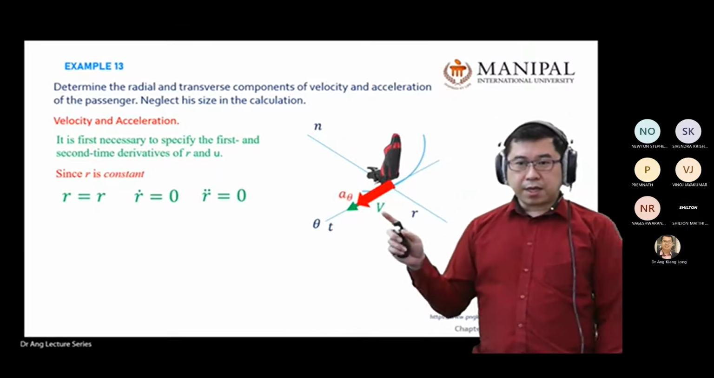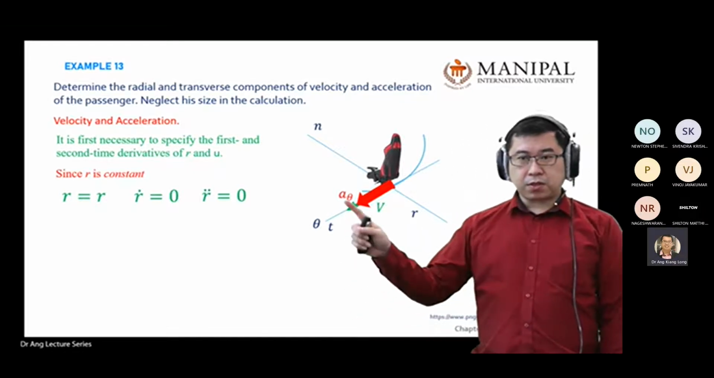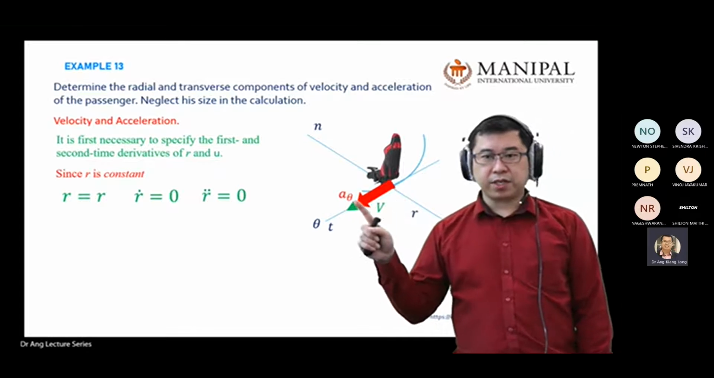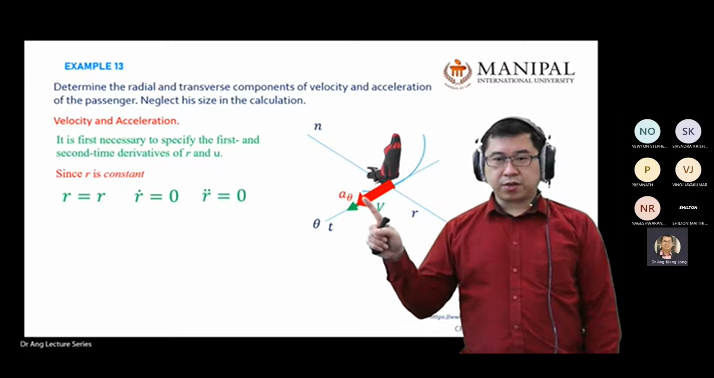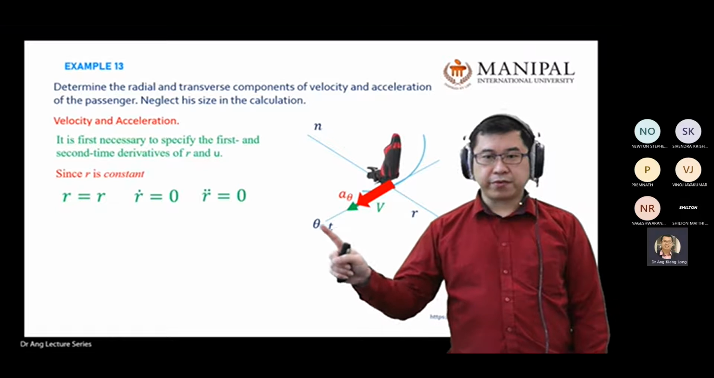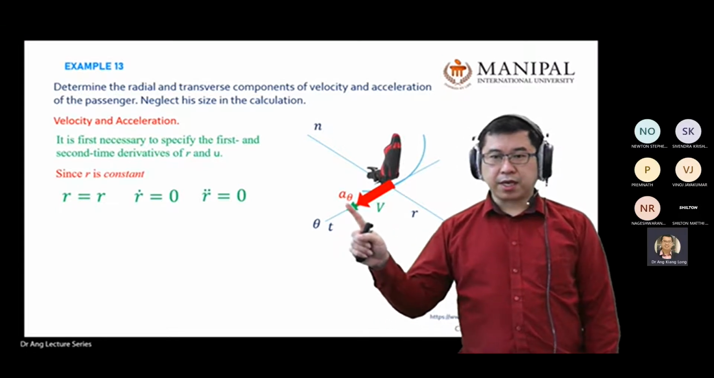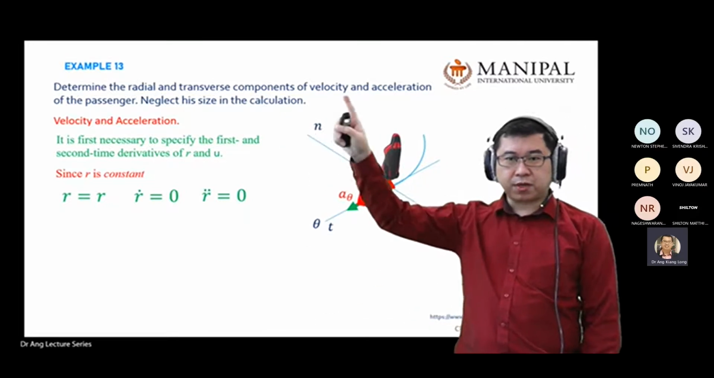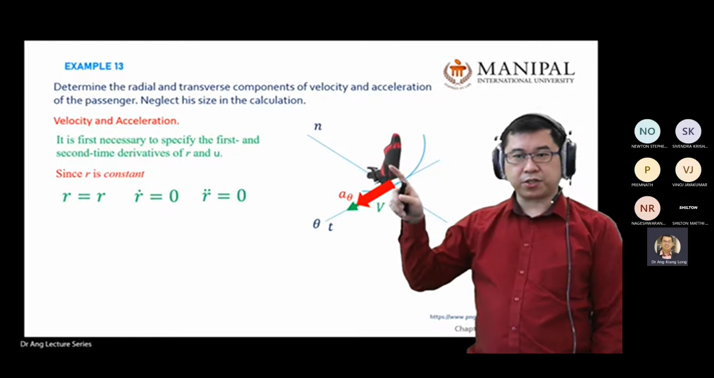Then recall the definition of acceleration also. So in the previous lecture, we defined the acceleration in the transverse direction. In this case, the acceleration in the transverse direction is on the line of the transverse axis, this one. Okay, so I label V and A theta, because this question asks us to solve velocity and acceleration of these passengers or of this chair.